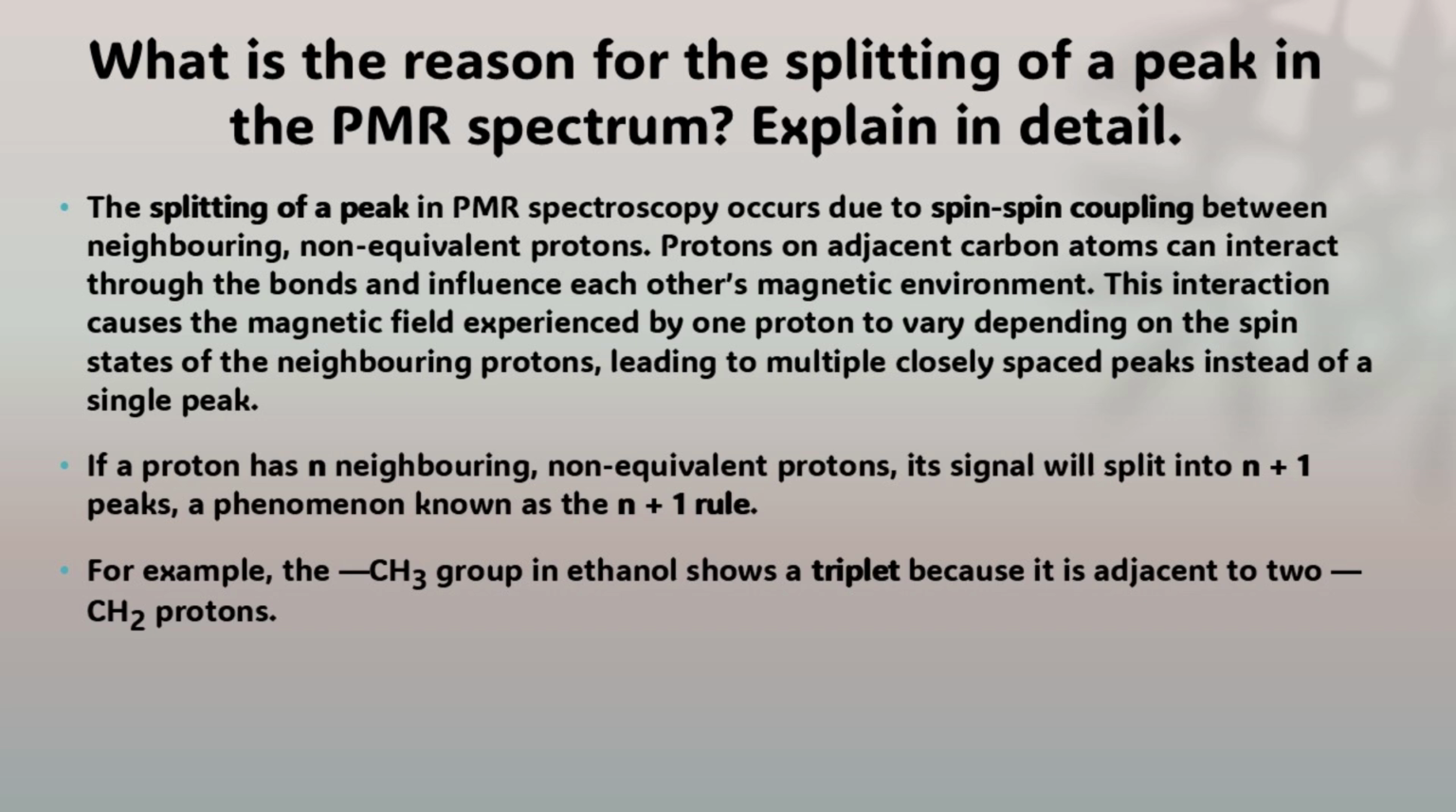Protons on adjacent carbon atoms can interact through the bonds and influence each other's magnetic environment. This interaction causes the magnetic field experienced by one proton to vary depending on the spin states of the neighboring protons, leading to multiple closely spaced peaks instead of a single peak. If a proton has n neighboring, non-equivalent protons, its signal will split into n+1 peaks, a phenomenon known as the n+1 rule. For example, the CH3 group in ethanol shows a triplet because it is adjacent to 2 CH2 protons.